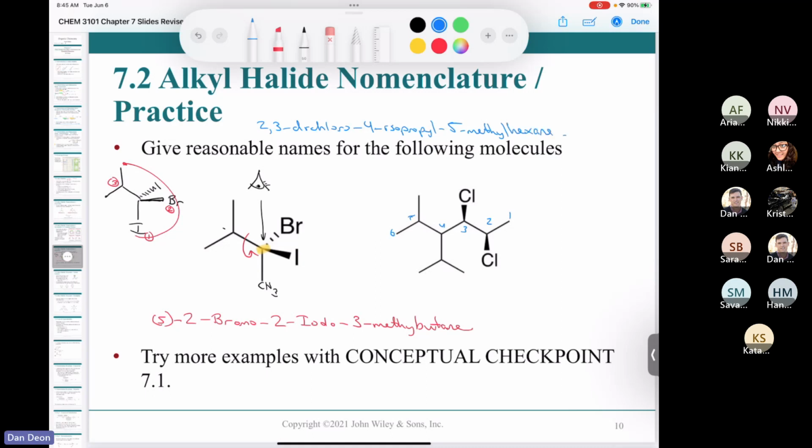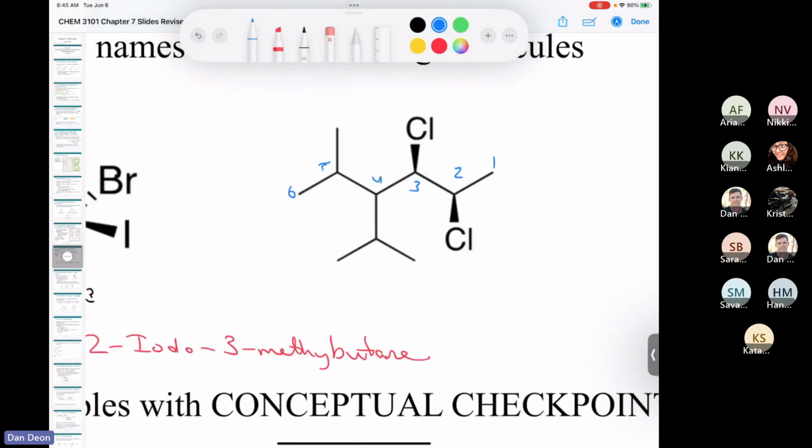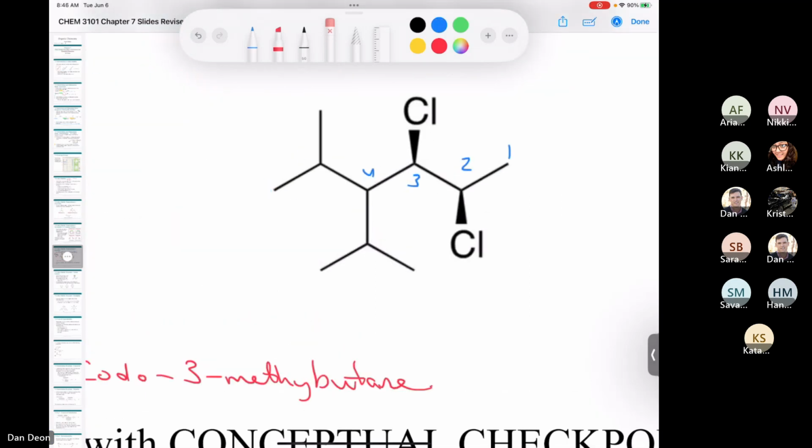And now we need to designate the stereochemistry of carbons 2 and 3. So it's 2 something, 3 something. So we need to figure out what the 2 something is. So let's zoom in here. Let's evaluate the stereochemistry of carbon number 2.